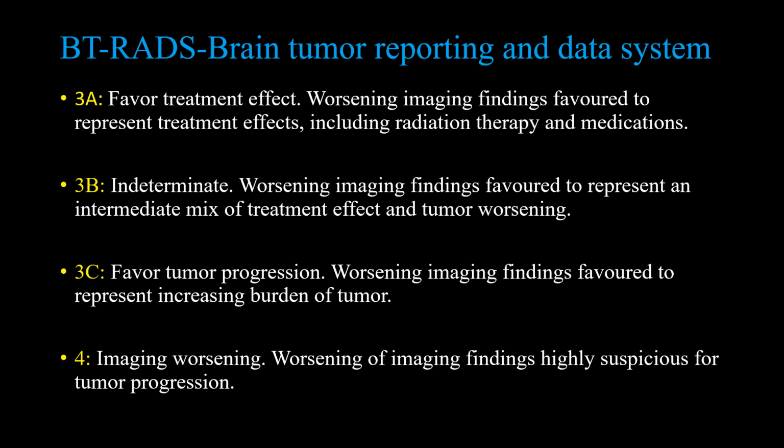A BT-RADS score of 3B indicates worsening imaging findings due to a mixture of radiation effects as well as tumor. A BT-RADS score of 3C indicates worsening imaging findings due to increasing tumor burden. And a BT-RADS score of 4 is highly suspicious for tumor progression.